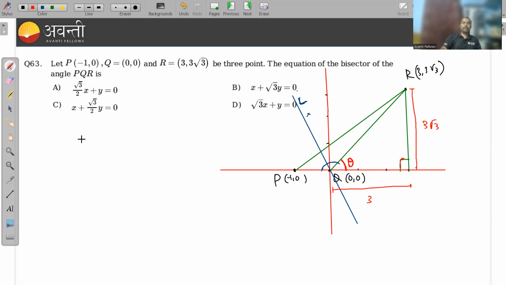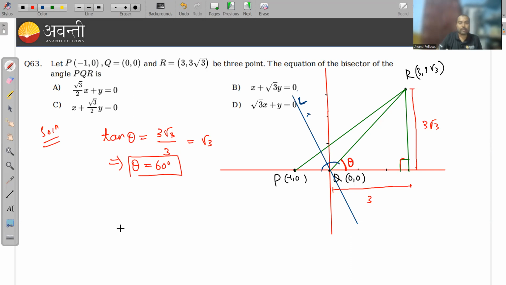Now I'm asking, what is the value of theta? Find theta. So what is tan theta here? Tan theta will be 3√3 upon 3, that is √3. So theta becomes 60 degree, right? So theta we got, that is 60 degree.